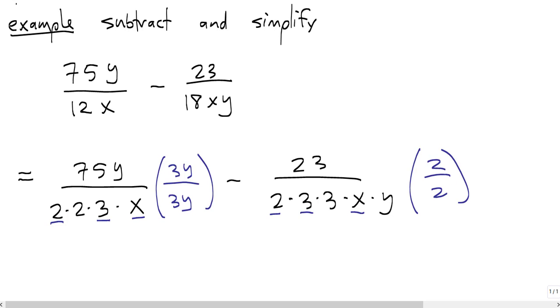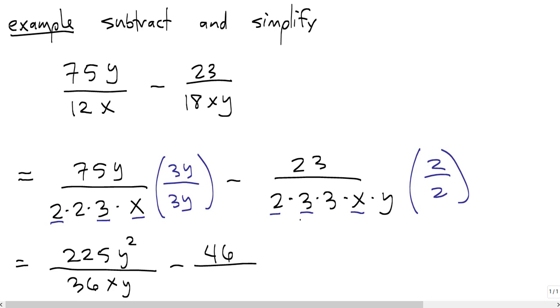Now, look what happens if we do this. We end up with, let's see, 75 times 3 is, if I had 9 quarters, I would have 225. 225y squared over, now I can put this back together again. This was just 12 times 3, 36xy minus 23 times 2 is 46 over, now notice that here's the trick. They both have two 2's, two 3's, an x and a y, so this is also a 36xy.